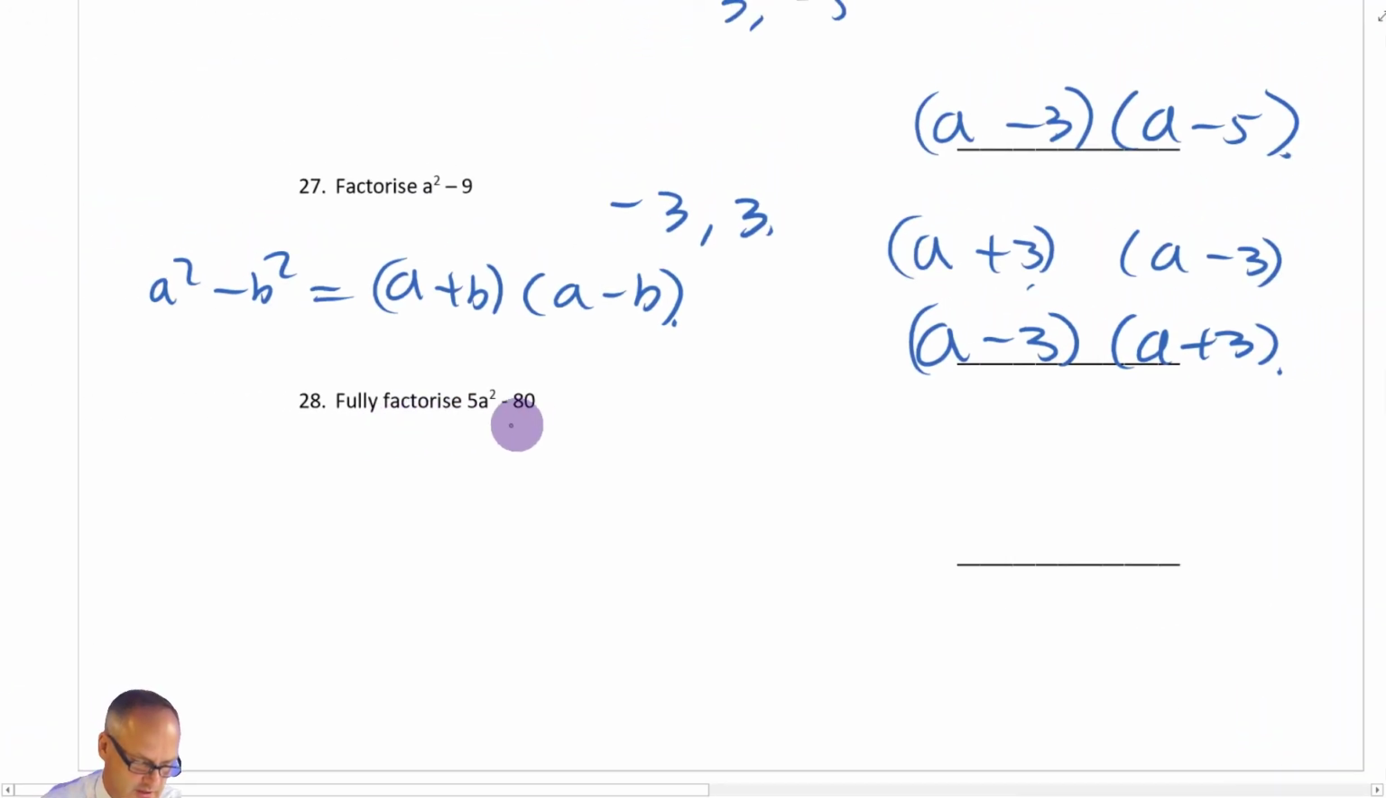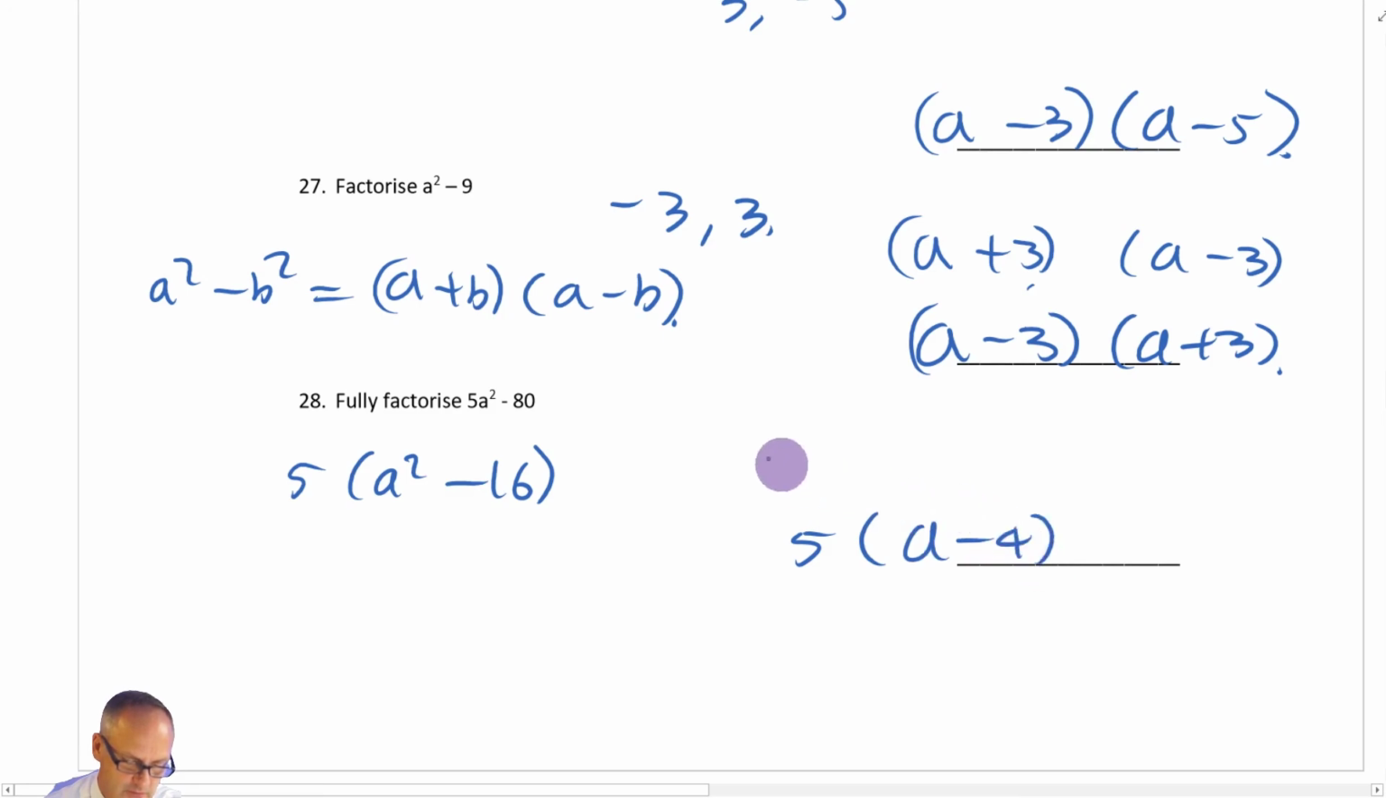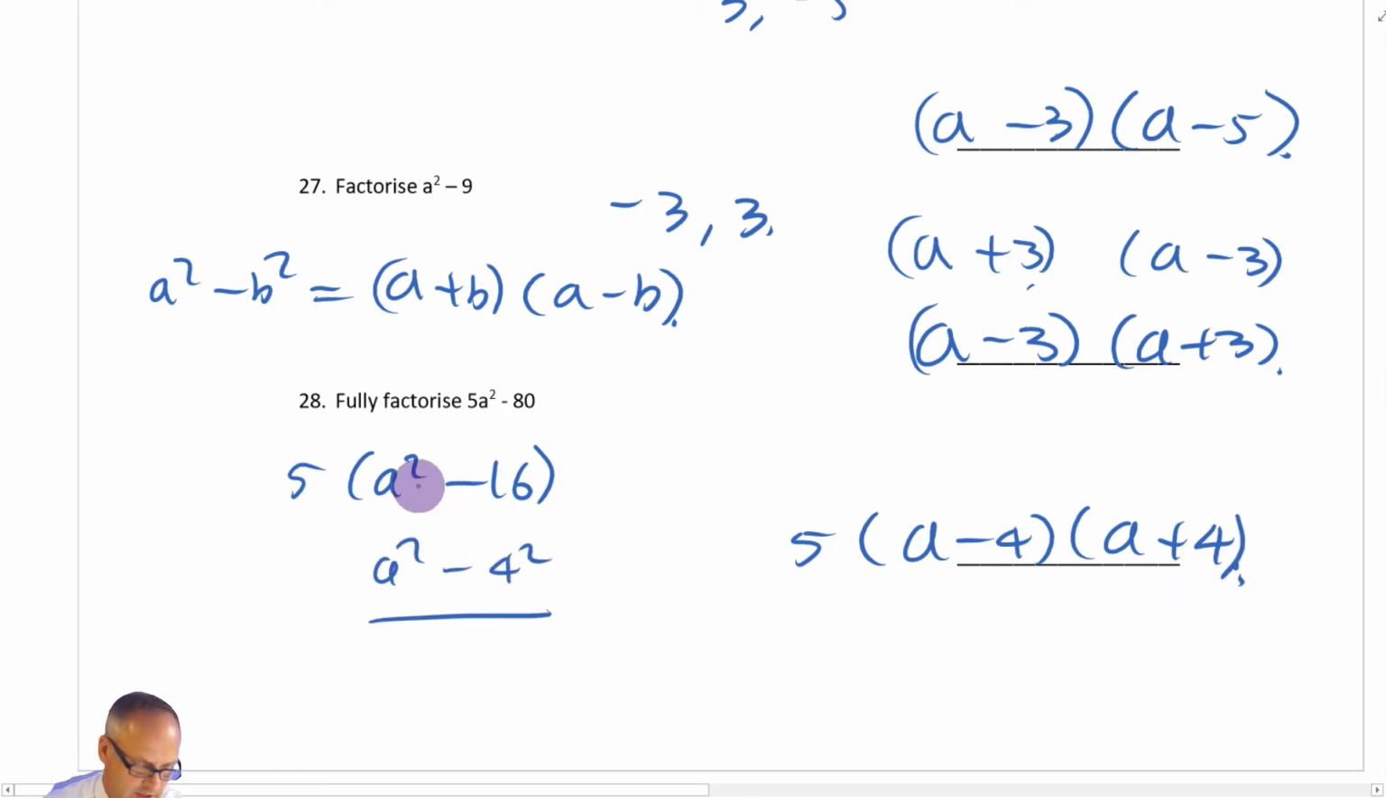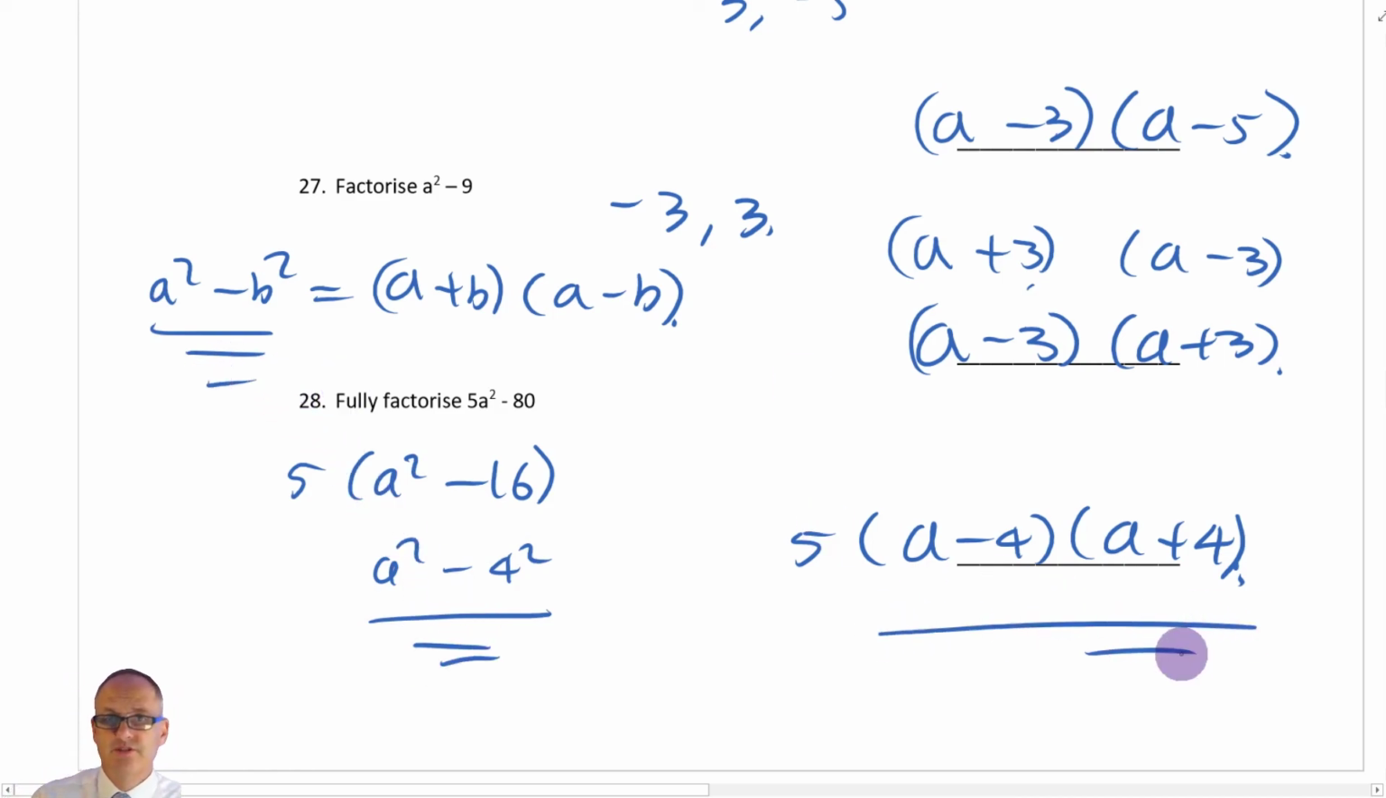Okay, our last question here, fully factorise this. So let's take out a 5 first, because we've got a common factor of 5 in both. You always take your common factors out first. So that leaves us a squared minus 16. Now this is a square number. So minus 4 times plus 4 will give me minus 16, but they'll also give me the 0 I need in the middle for the a. So I'm going to have 5, open brackets, a minus 4, a plus 4. Because this is the same as a squared minus 4 squared, we can just use exactly the same idea to solve this problem.